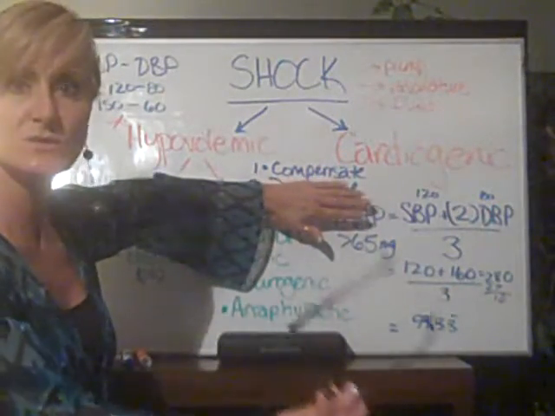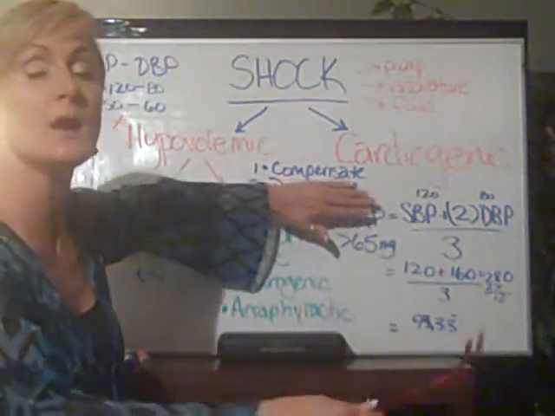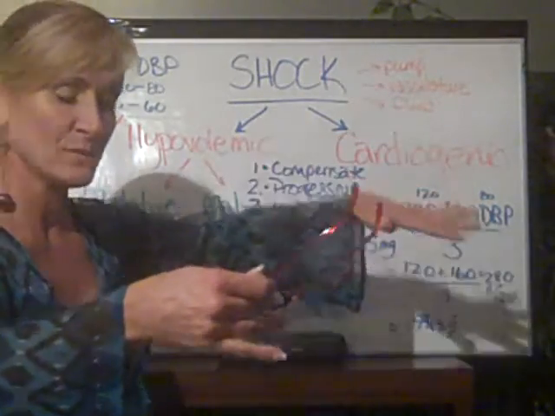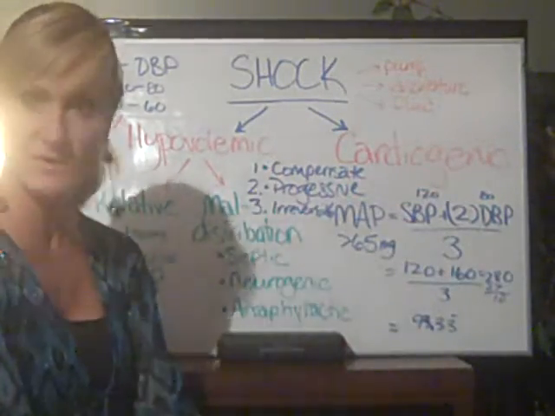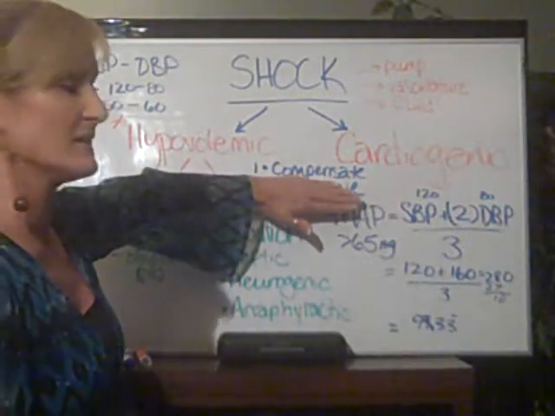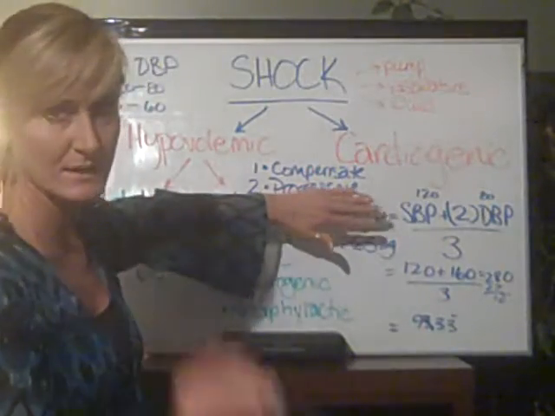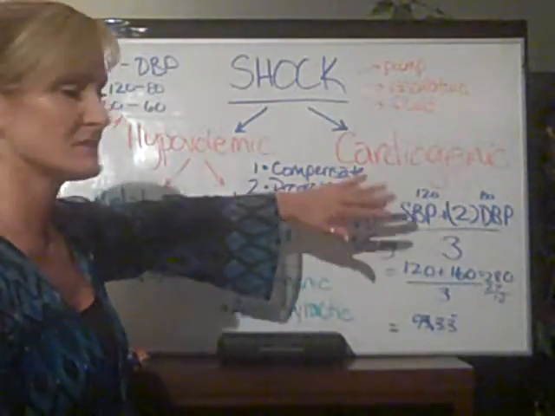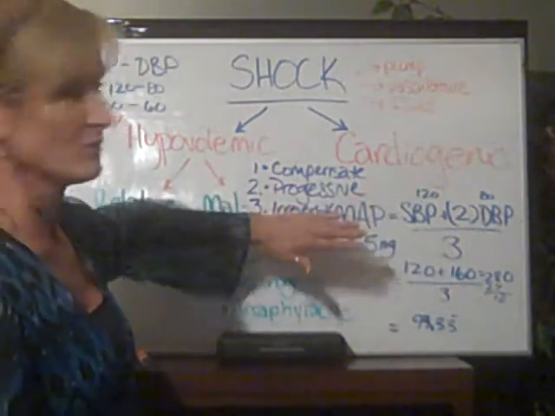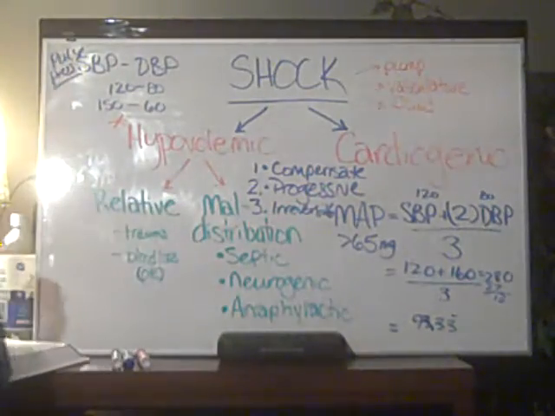Once you see them going into this compensatory phase, you want to help the body. You want to support and give any help that you can in this compensatory phase, because you want to try to reverse that. Once they move into the progressive phase, we're going to get a little bit more aggressive with our treatment, send them to the ICU, and hopefully they won't get to stage 3.